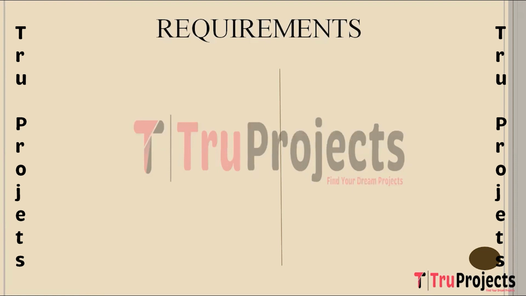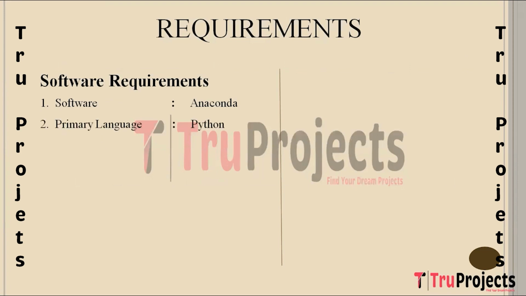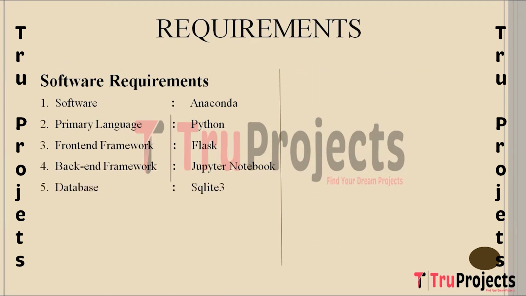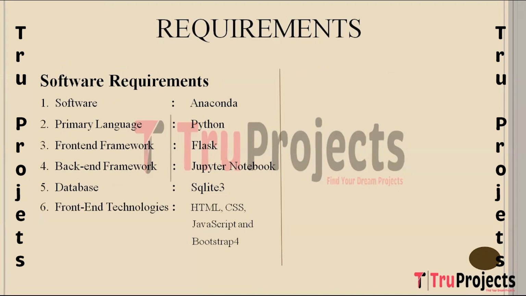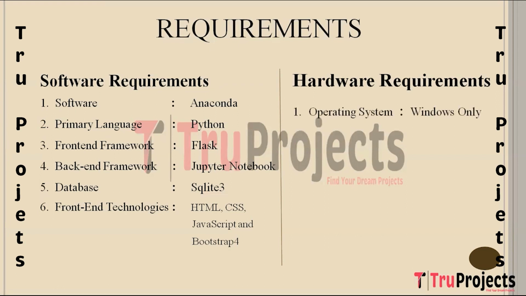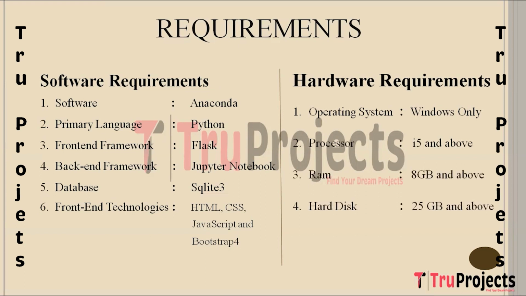Requirements needed to execute this project are software requirements. Software needed is Anaconda. Primary language used is Python. Front-end framework used is Flask. Backend framework used is Jupyter Notebook. Database used is SQLite 3. And front-end technologies used are HTML, CSS, JavaScript, and Bootstrap 4. Hardware requirements needed are operating system of Windows, processor of i5 and above, RAM of 8 GB and above, and hard disk of 25 GB and above.